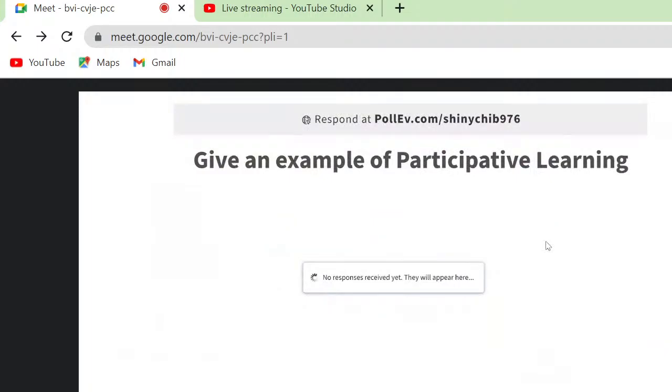Will you please give an example of participative learning? Yes, participants. I think the screen is visible to you all. Not visible, ma'am. Group discussion. Sir, you need to check your technical part, like it is visible to maximum people. Okay, you just swipe your screen.